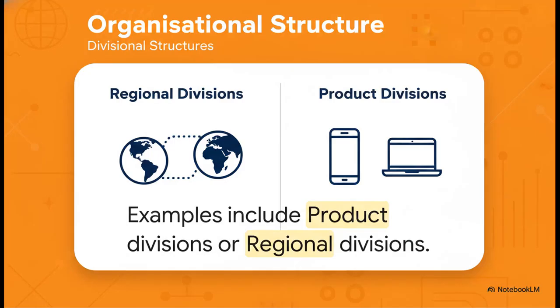So how does this actually look in the real world? Well, if you see a company split into a North American division and a European division, boom, that's a regional division. Or maybe a huge tech company has a separate unit just for smartphones and another totally separate unit just for laptops. And here's the kicker. Each of those units will actually have their own marketing and finance people tucked inside them. Because the division is based on the specific product or region, that is definitively a divisional structure.